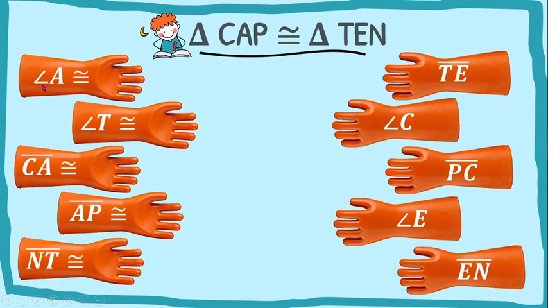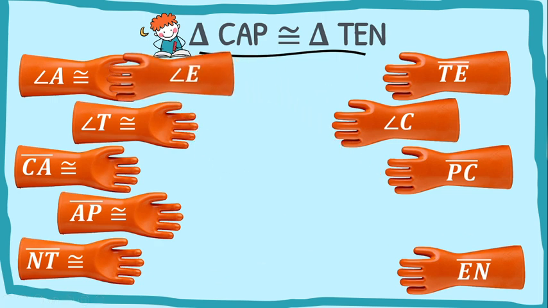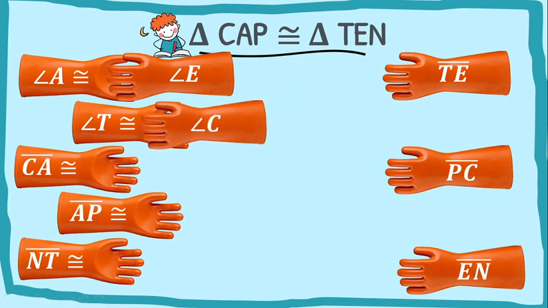So here for the first, we have angle A is congruent to what? Looking at the right side, we can see two choices for angle A. We have angle C and angle E. So angle A is in the middle and angle E is in the middle. So the answer is angle E. Obviously, for angle T, the answer is angle C.